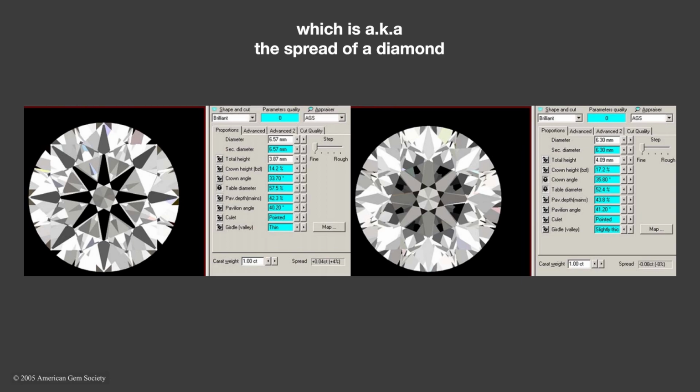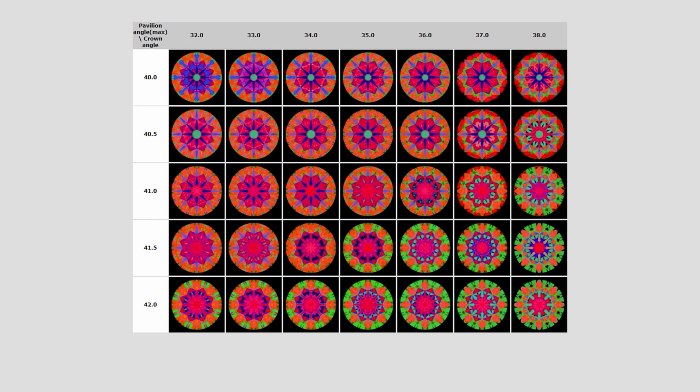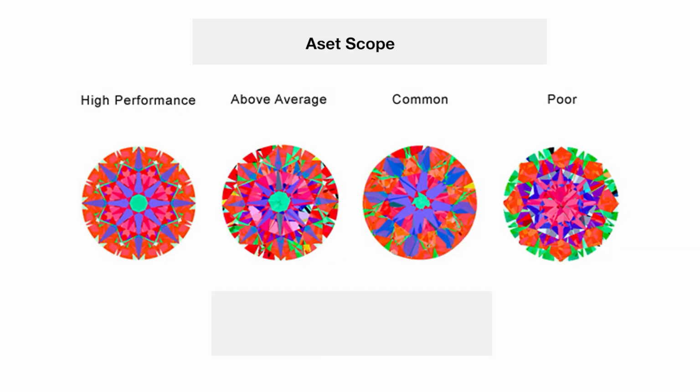More importantly, or rather the biggest difference in AGS cut grading is the use of their ray tracing software. It uses these color-coded photographs that measure the light return of a diamond, which is also known as the ASET scope, which stands for the Angular Spectrum Evaluation Tool.